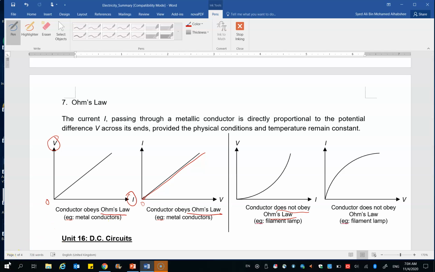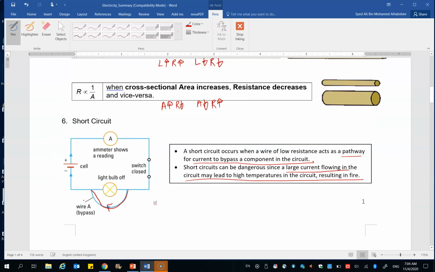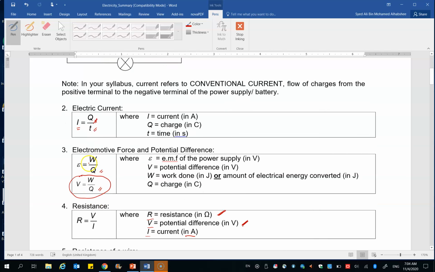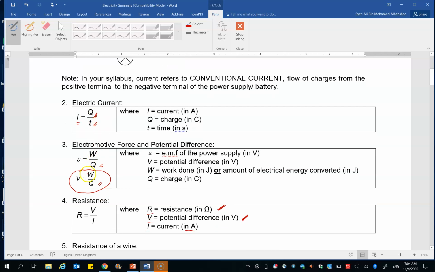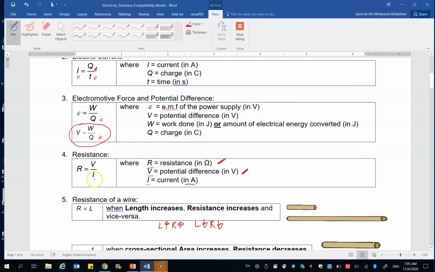So in terms of the summary of your notes, there you go. It's just these 7 points only that you need to remember for this chapter. So remember these 7 points. The formulas: I equals Q over T, V equals W over Q, R equals V over I.